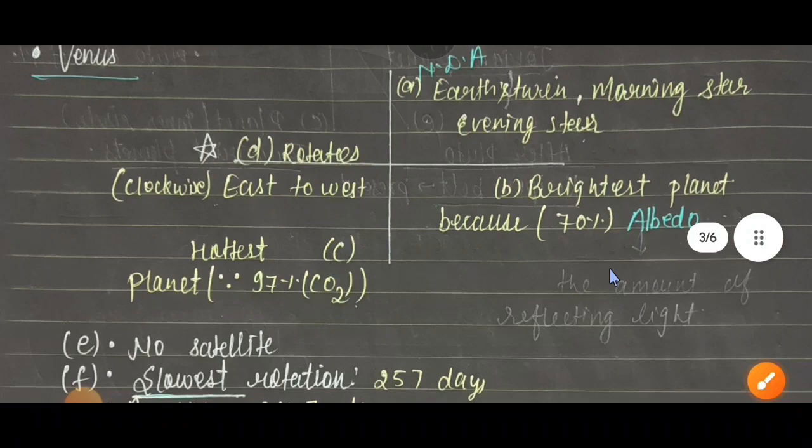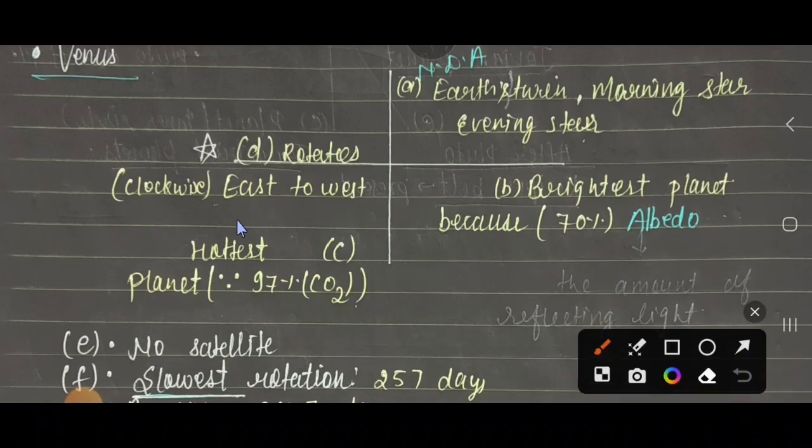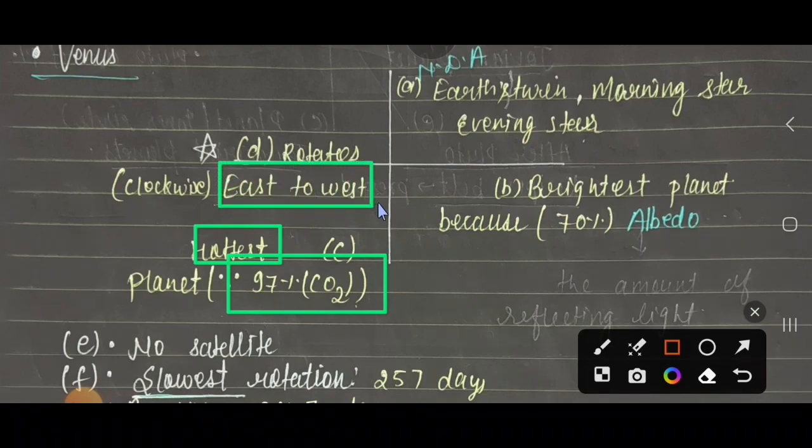Now let's move to the C point. The C point is that it is the hottest planet of our solar system, because it contains 97% CO2 in its atmosphere. Okay, and it rotates east to west, and our Earth rotates west to east. So it is the major difference between our Earth and Venus. That is, Venus rotates east to west and our Earth rotates west to east.